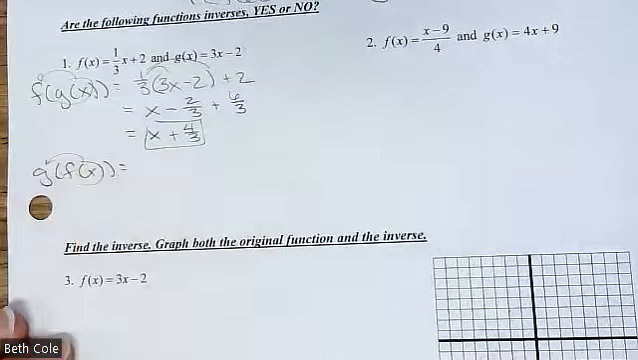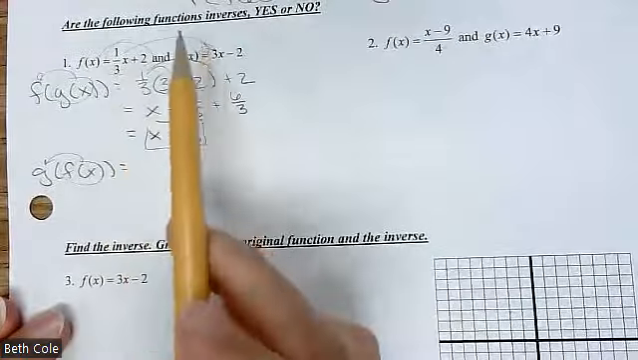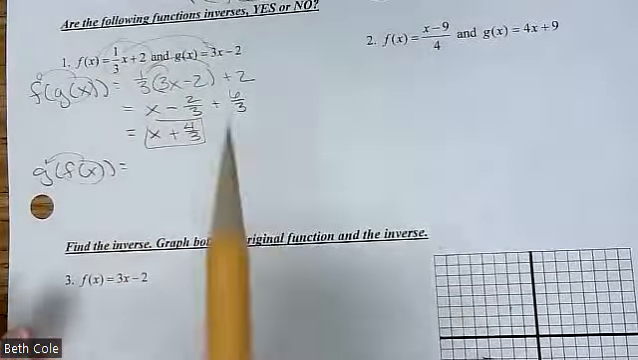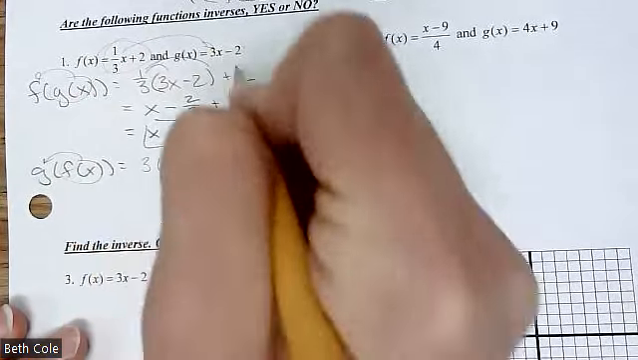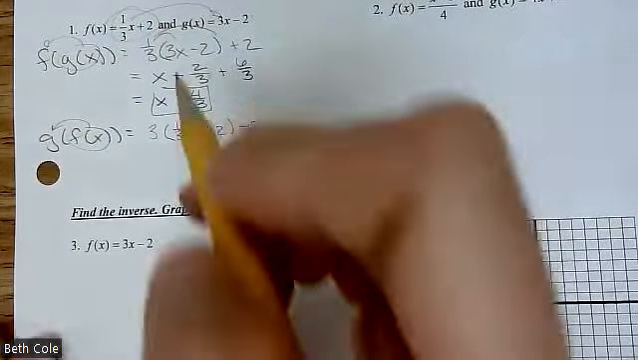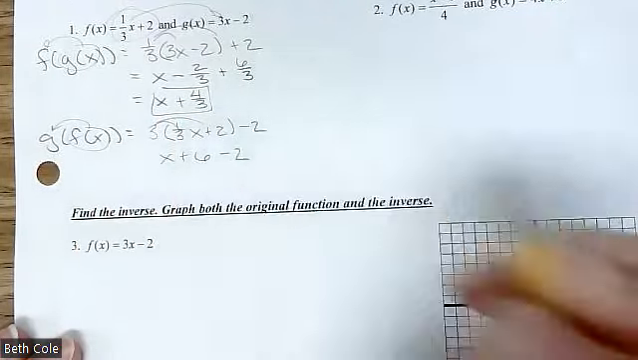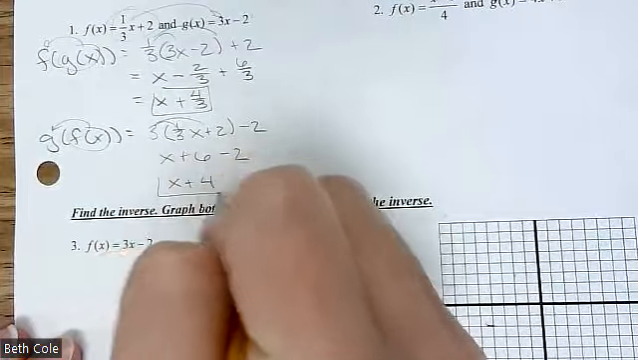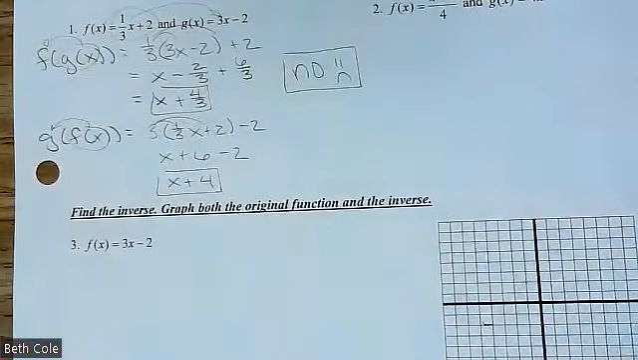This time F gets plugged into G. So now this all gets plugged in over here. We won't get a fraction in this one, okay? So it's going to be 3 times all of this, and then minus 2. So now what? Distribute the 3. What's that going to give us? X plus 6 minus 2. So X plus 4. And so the answer is no. They are not inverses. They did not undo each other completely and get you right back to X where you started.